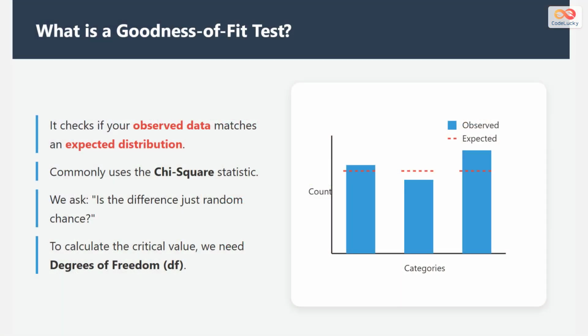First, let's quickly review what a goodness of fit test is. It is a statistical test used to see if your observed data matches what you expected to see. We often use the chi-square statistic for this. To find the critical value for this test, you need to know the degrees of freedom.